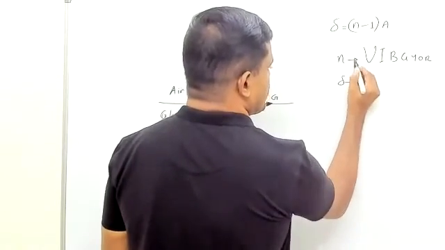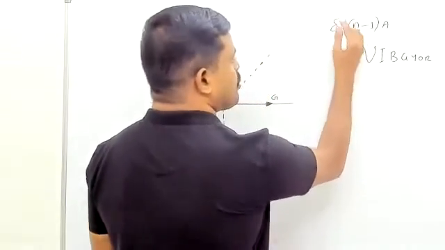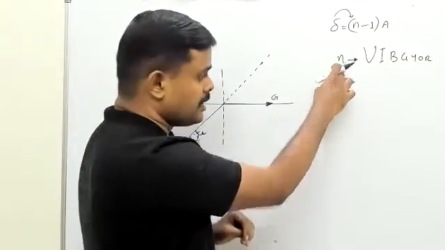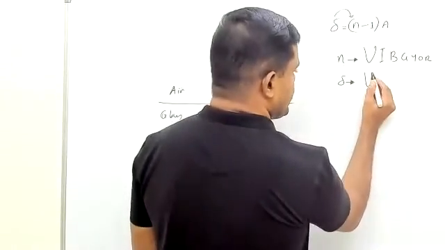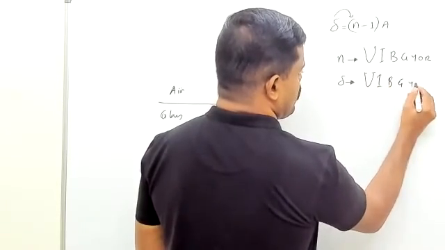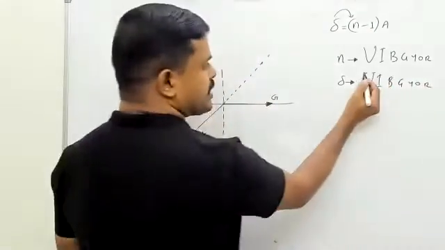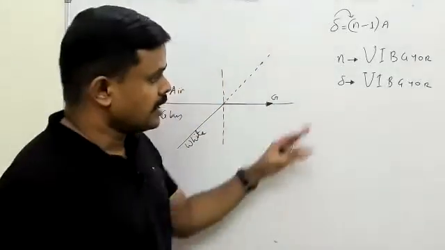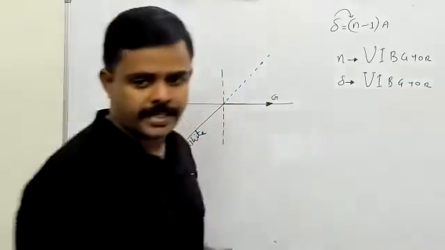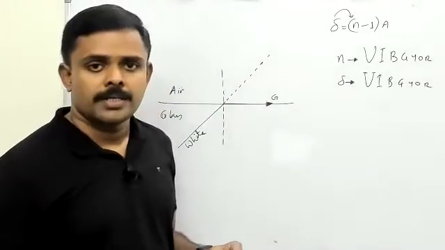Then what do you think about delta? Delta and n are directly proportional. So whatever variation n has, delta also should have the same kind of variation. Violet, indigo, blue, green, yellow, orange, red. Violet has the greatest deviation, then indigo, then blue, green, yellow, orange, and red. Repeating this one more time.